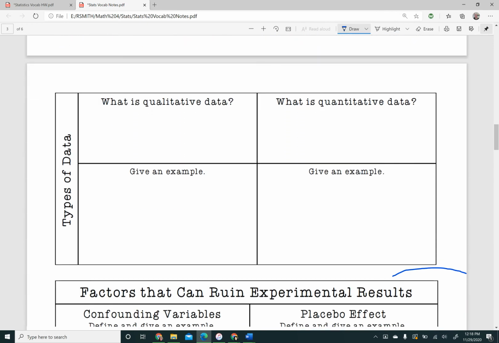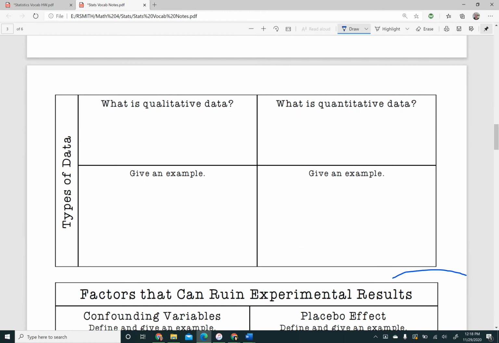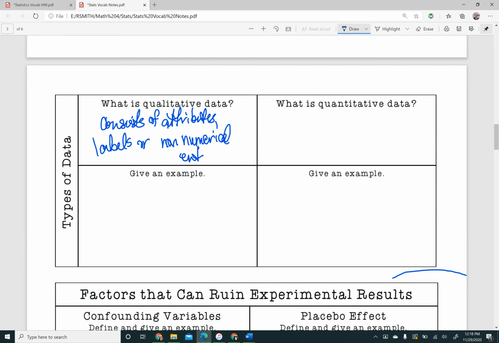Okay. All right. Qualitative data consists of attributes, labels, or non-numerical entries. Quantitative data consists of numerical measurements or counts. So, for example, I'm going to give one example here.